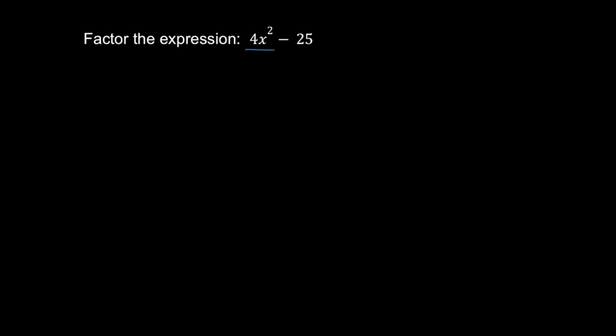So looking in both terms, nothing goes into both 4 and 25 other than 1, and pulling out 1 won't really help here. There's not a variable in both terms, so there's no x that we can pull out, and the highest power is the x squared, and its coefficient is 4. So if we try to pull out a common monomial, there's nothing really helpful to pull out here. So the next step we want to check for in factoring is just to see if it's a common pattern.